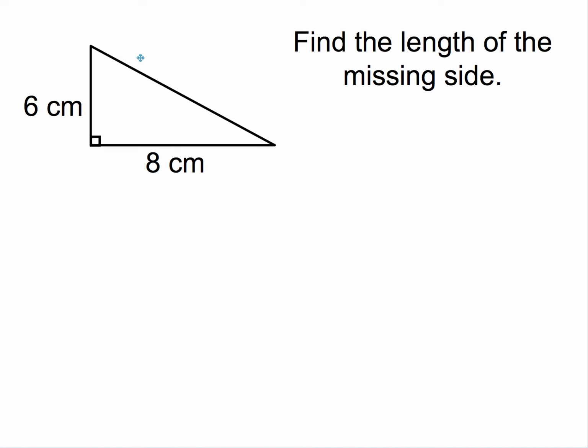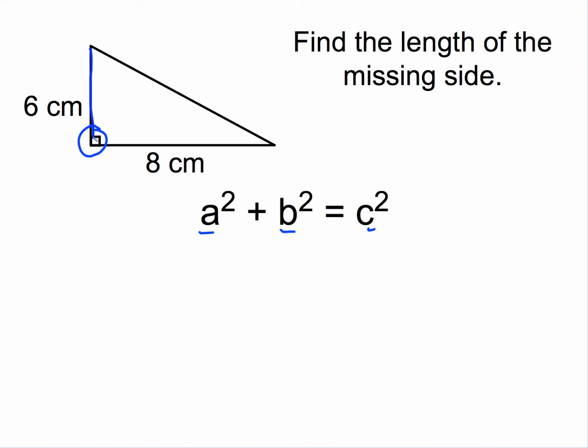And remember, to figure out a missing side of a right triangle, you use the Pythagorean theorem, which is a squared plus b squared equals c squared. Now we have to figure out what number I'm plugging in for a, for b, for c. So first I have to identify which side is the hypotenuse. The hypotenuse is the side that does not touch the right angle.